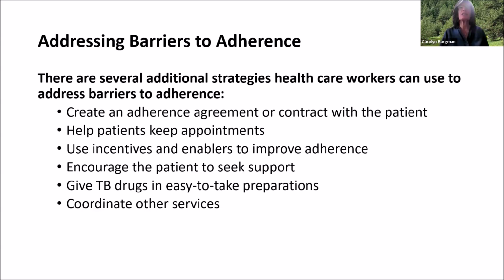You mentioned incentives and enablers, and we can talk about that in a minute. And encouraging patients to seek support outside. So encouraging them to go to the bank to talk about figuring out their mortgage, or working with a social worker or whatever. Giving TB drugs in easy to take preparations. So yes, we used to crush all the pills and put them in liquid for our kids. But I've had some 40-year-old patients that could not swallow a pill. And so they ended up getting the same liquid preparations because that's what they could swallow.